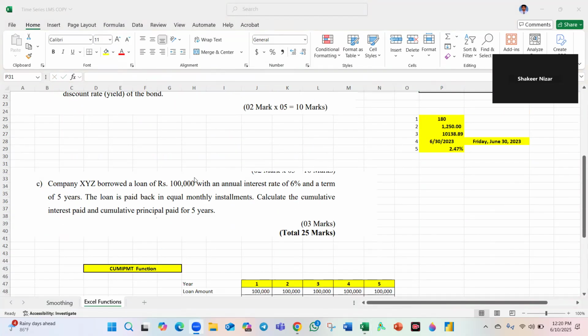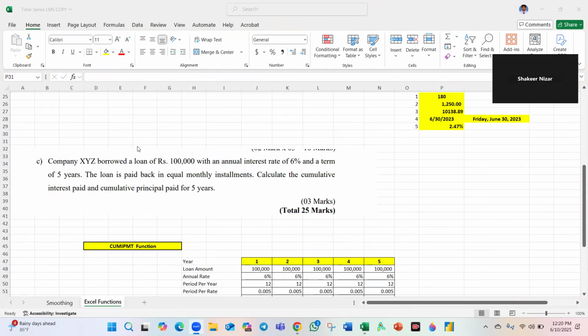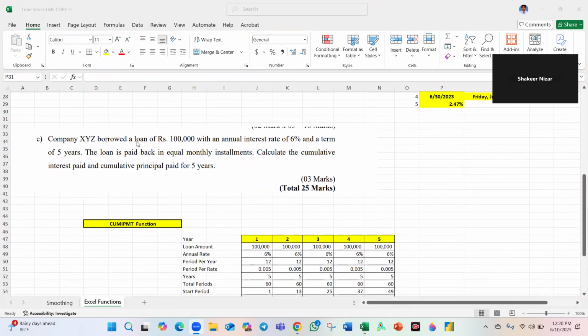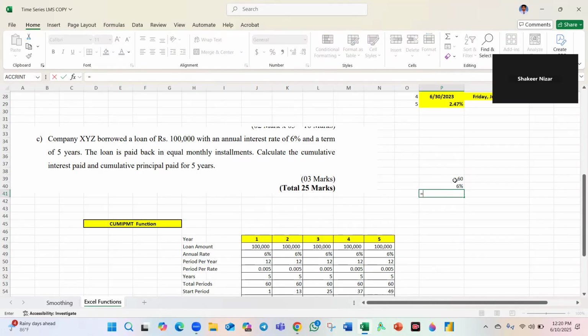The second question, there are 3 marks. Cumulative interest payment and the cumulative principal amount. Company XYZ borrowed a loan of 100,000 with annual interest rate of 6%, and the term is 5 years. The N is 5 years, and periodically, it means monthly equal installments are paid. Then the total payment is 12 times 5, that is 60 payments. The annual rate is 6%, the monthly rate is how much? Divided by 12, approximately.